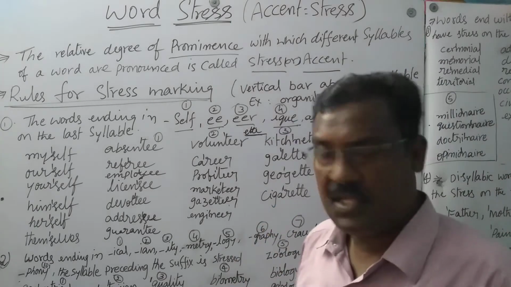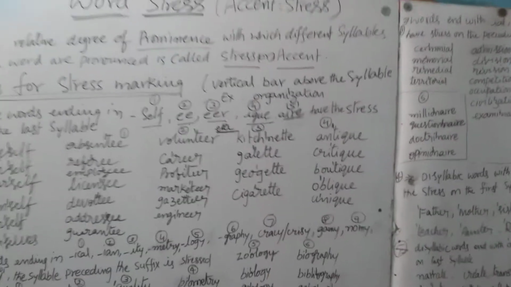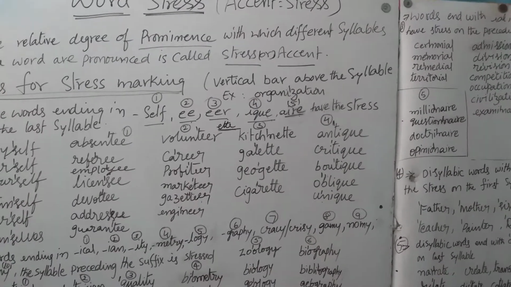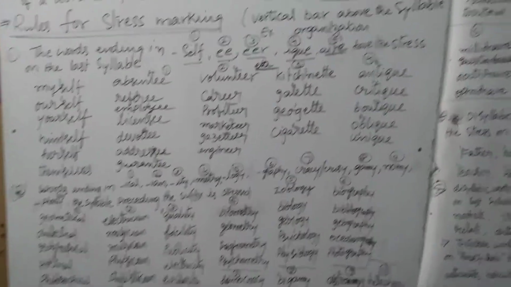My dear students, now we are going to use the second rule. In the first rule, nearly six models we discussed. Now, the second rule we are going to discuss.